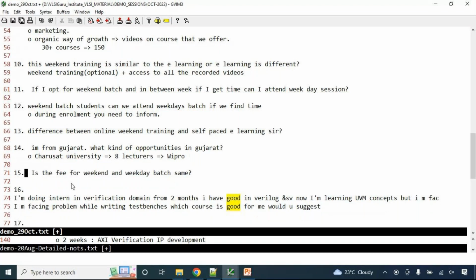Is the fee for weekend and weekday batch the same? It depends again on the mode of learning. You can connect with our admin manager for entire details.